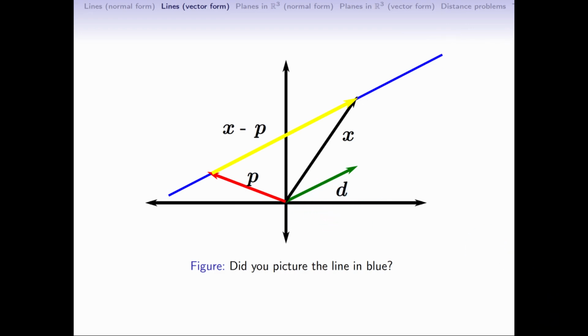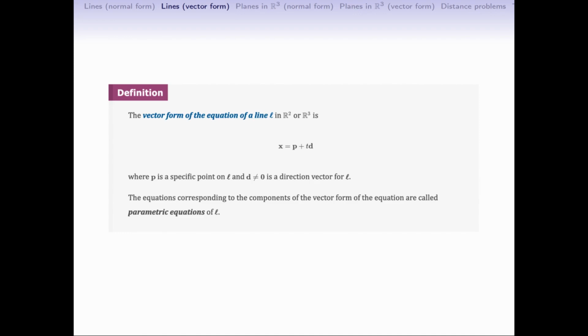Now this leads us naturally to the vector form of the equation of a line. So here's the definition. The vector form of the equation of a line L in the plane, or even in higher dimensional space, is x equals position vector plus multiples of the displacement vector. This is equivalent to saying that x minus p is a multiple of the direction vector d.